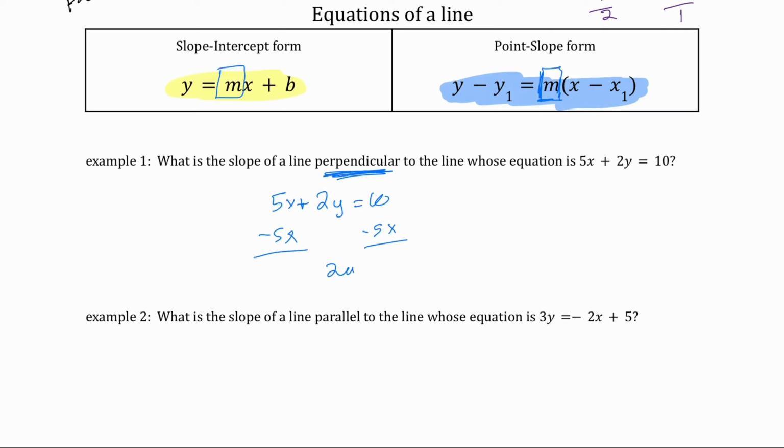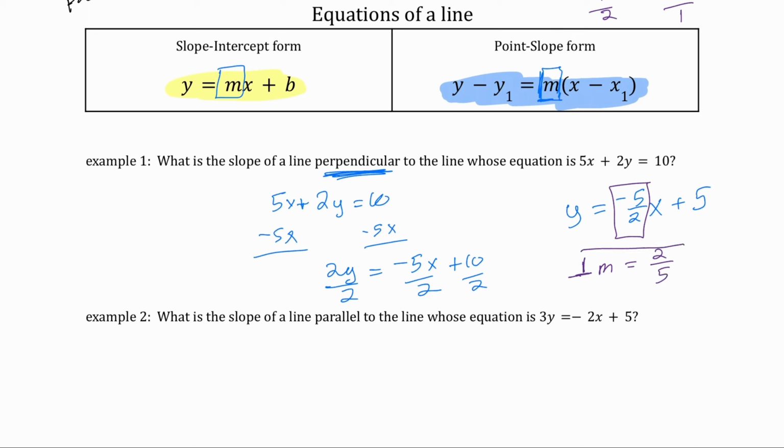So I'll end up with 2y is equal to negative 5x plus 10. I like to keep that x up front just to keep that y equals mx plus b form. And then we'll divide both sides by 2 here. When you divide both sides by 2, just make sure you divide everything by 2. So our final equation is y equals negative 5 over 2 x plus 5. Now, for me to find a perpendicular slope, I'm going to take the slope of the line, which is negative 5 over 2, and find the opposite reciprocal. So my perpendicular slope would be 2 over 5, positive 2 over 5.